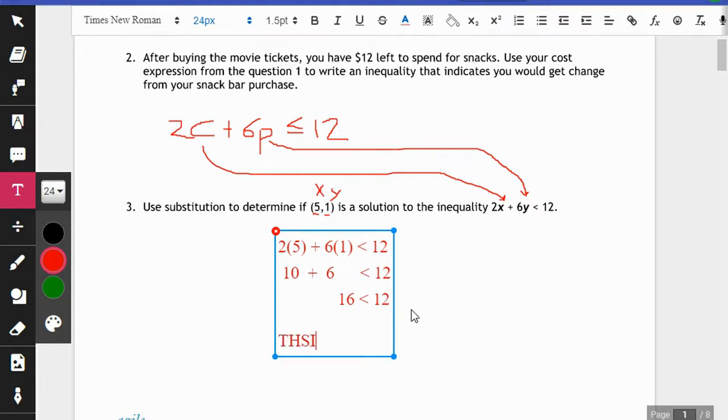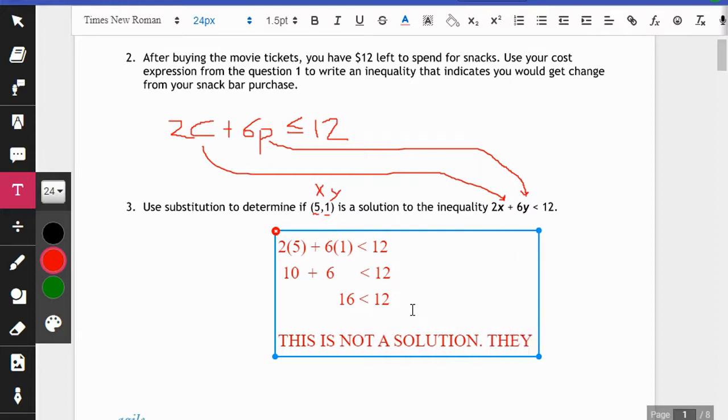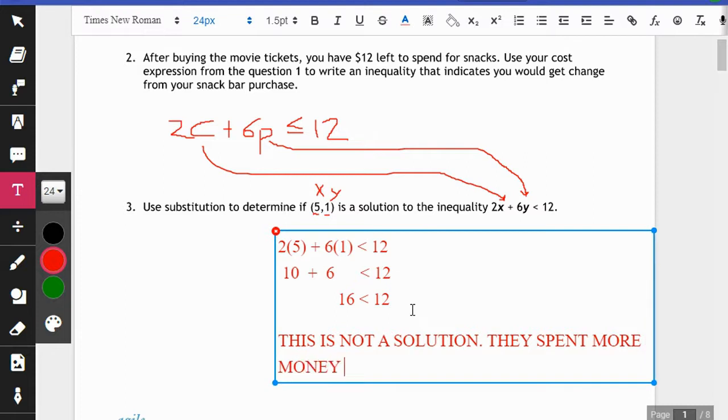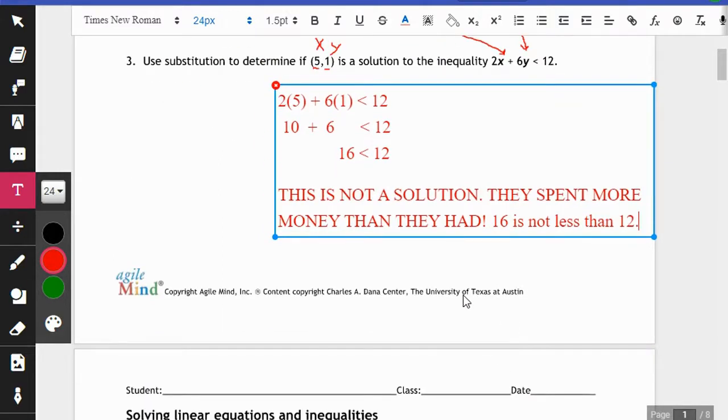This is not a solution. They spent more money than they had. Okay? 16 is not less than 12. Okay, so that's what's going on there.